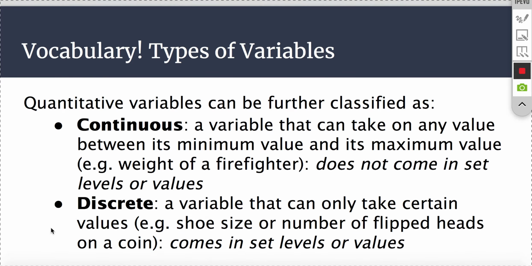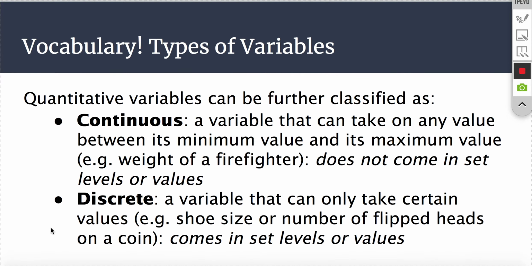And as a reminder, I would like you to think about these two definitions again. Remember, quantitative variables can come in two flavors. They can be continuous. Those are variables that can take on any value between its minimum and maximum value. For example, the weight of a firefighter. I'm not asking that you actually write this down into your notebook.